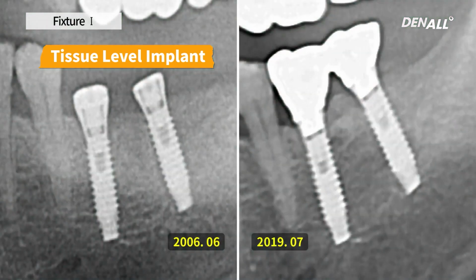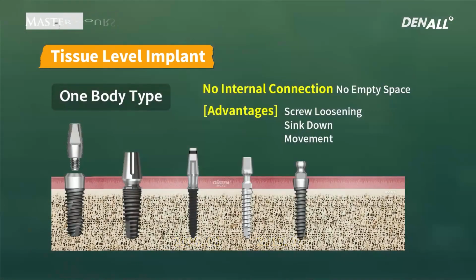Actually, very good clinical outcome has been achieved. So the tissue level implant has very good outcome. So one body type incorporating the abutment in the fixture emerged. The screw connection between the fixture and the abutment has been completely eliminated.